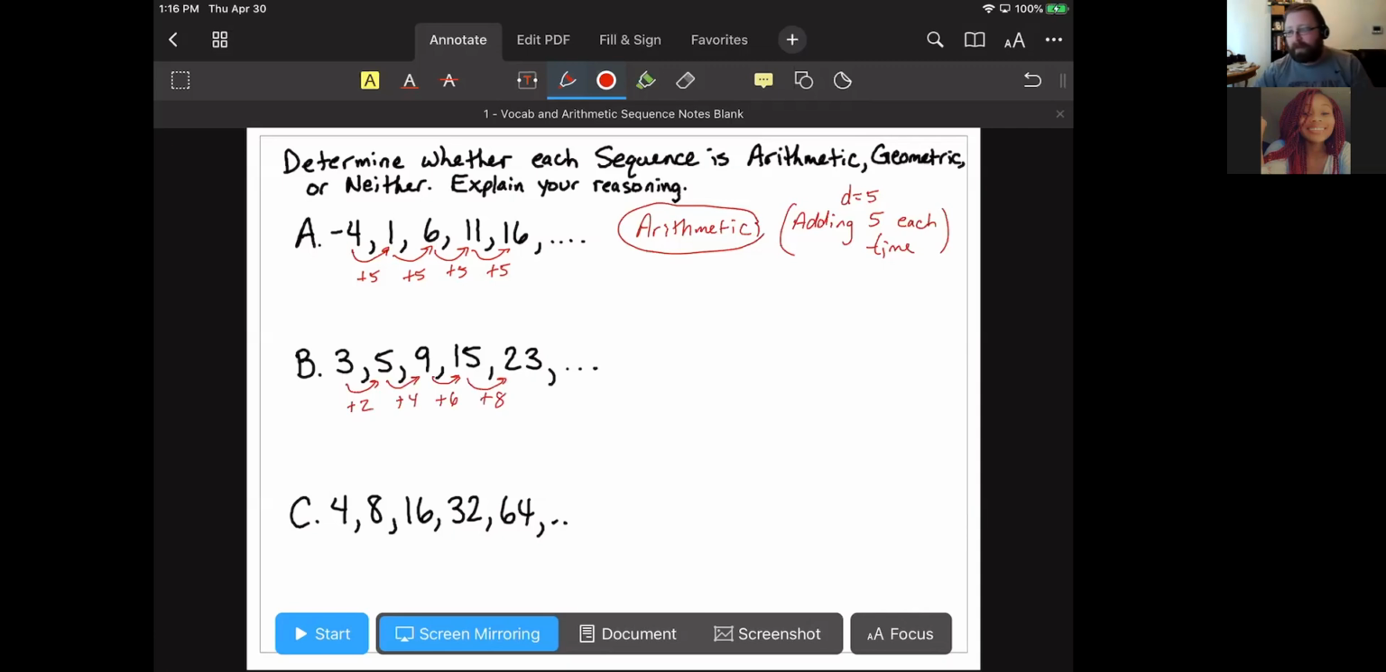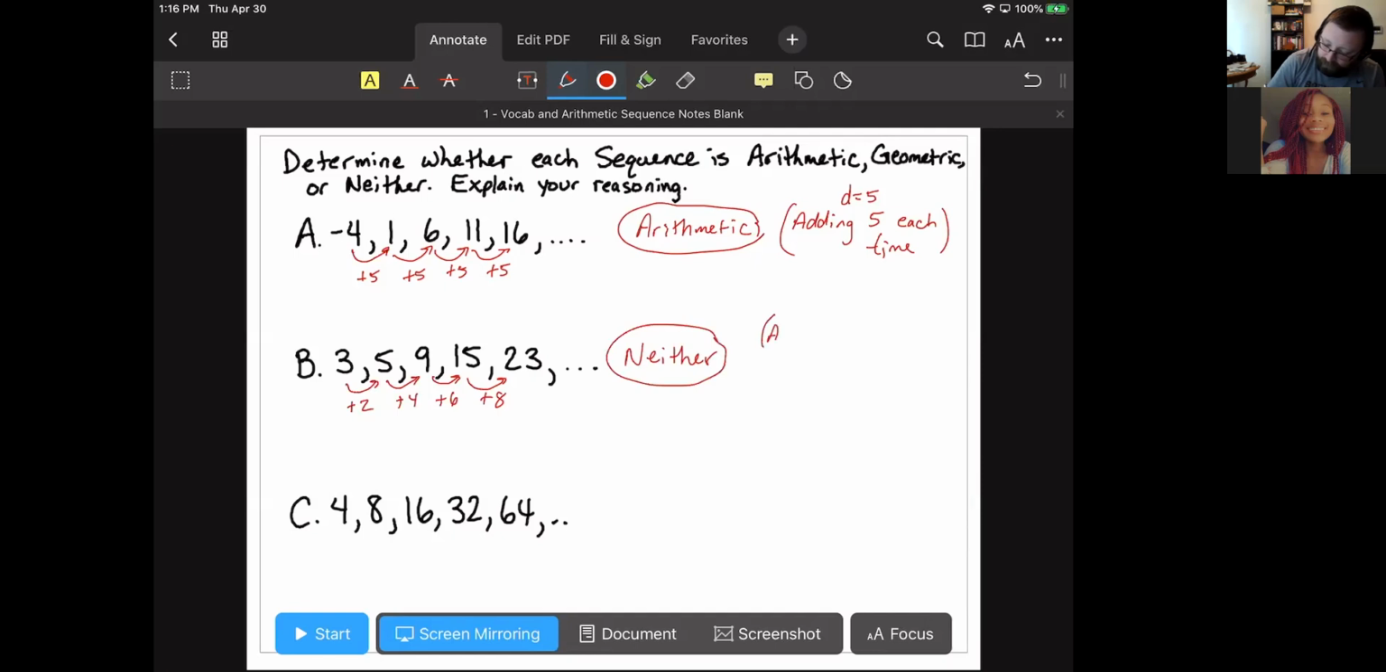It's a little bit harder to spot. It's still an addition-based pattern. We start with +2, then +4, then +6, then +8. So the next term would be +10, then +12. So there is a pattern to it, but that difference is not the same number every time. So this would be an example of neither.